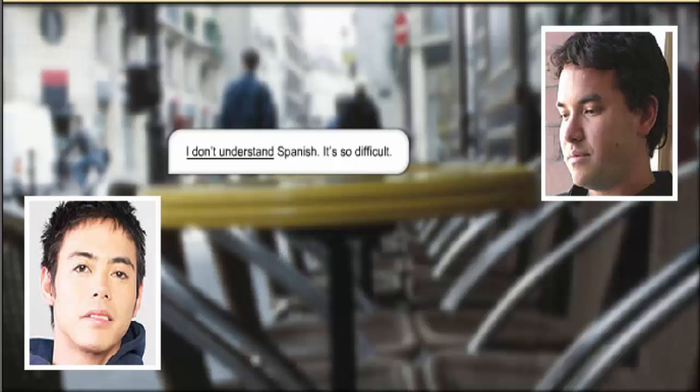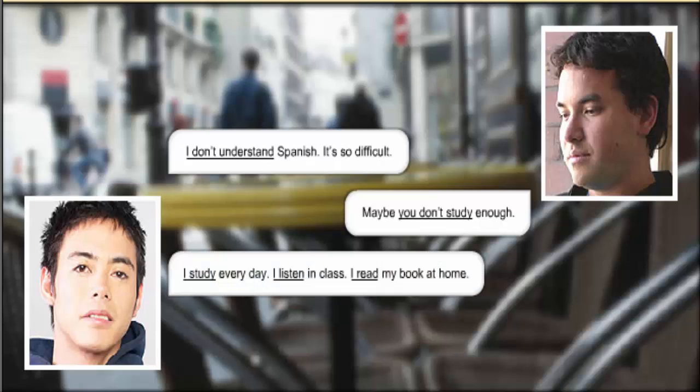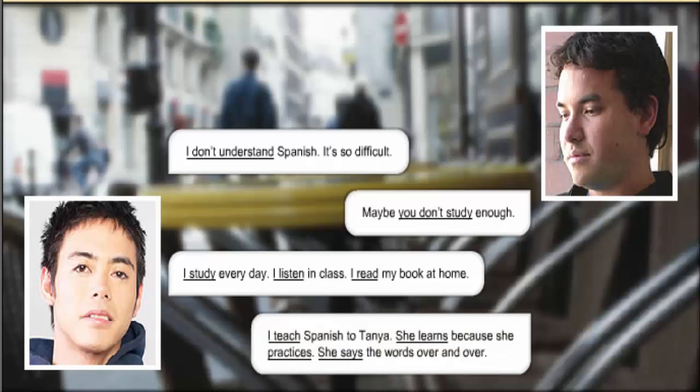I don't understand Spanish. It's so difficult. Maybe you don't study enough. I study every day. I listen in class. I read my book at home. I teach Spanish to Tanya. She learns because she practices. She says the words over and over.